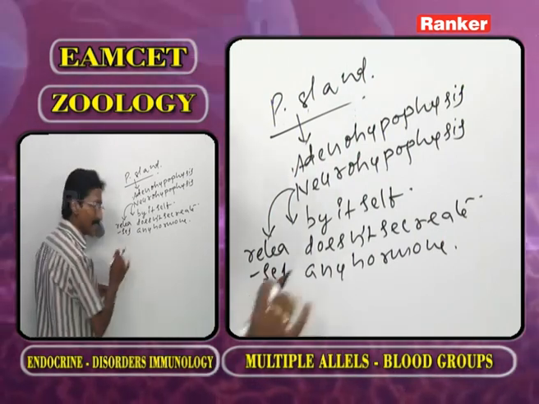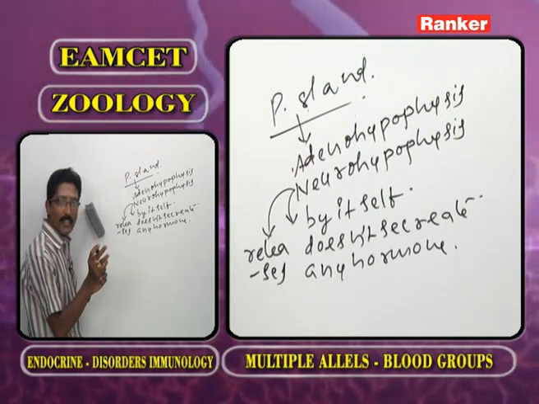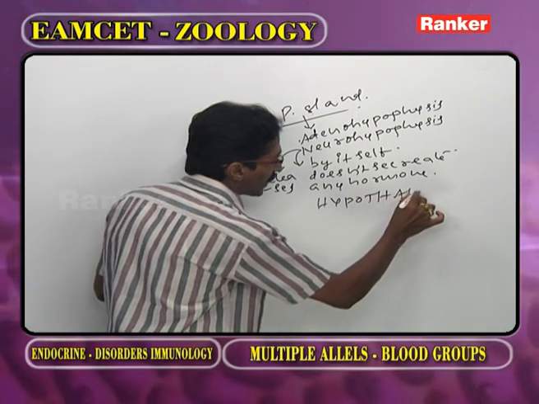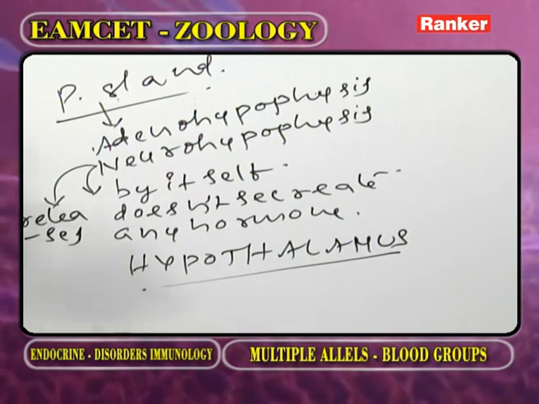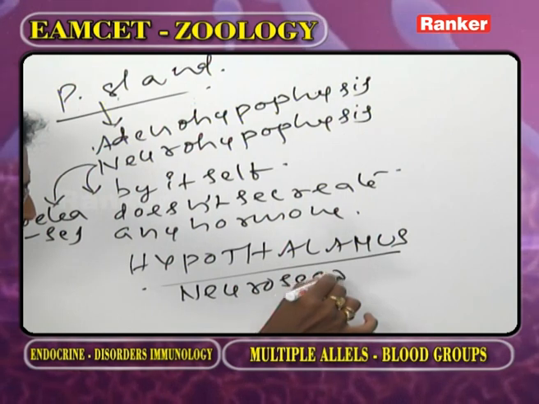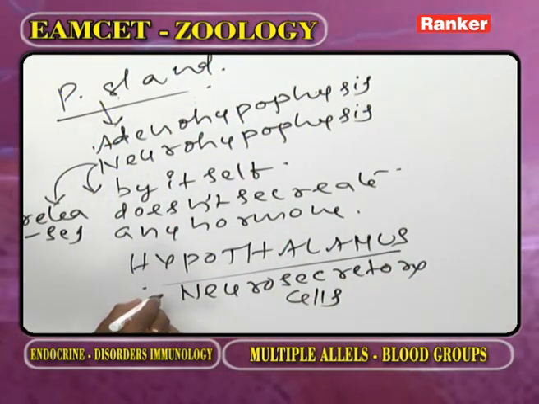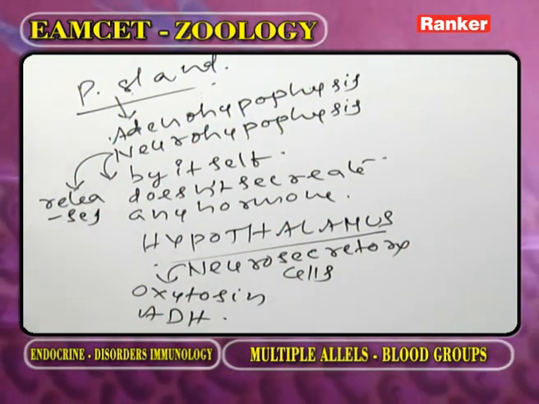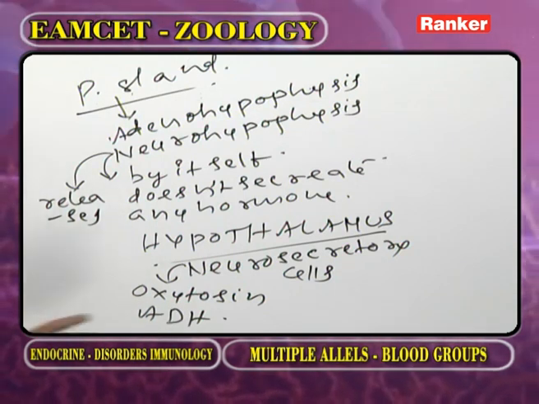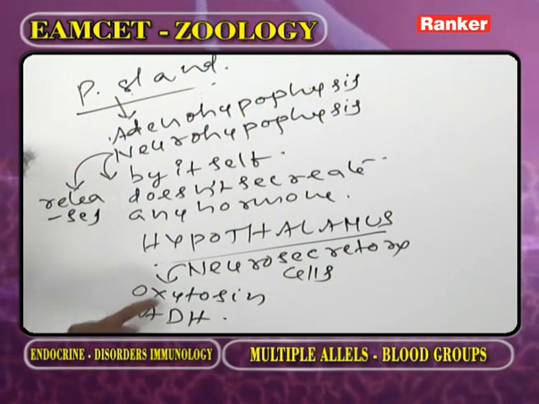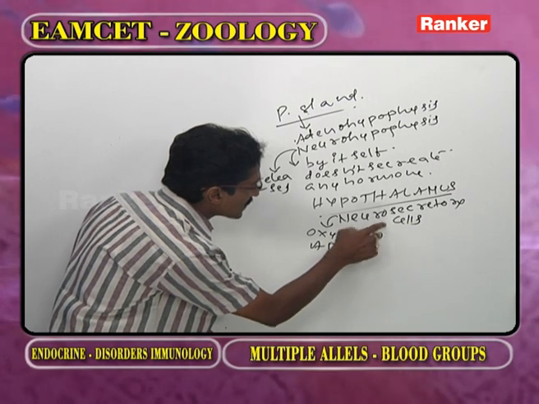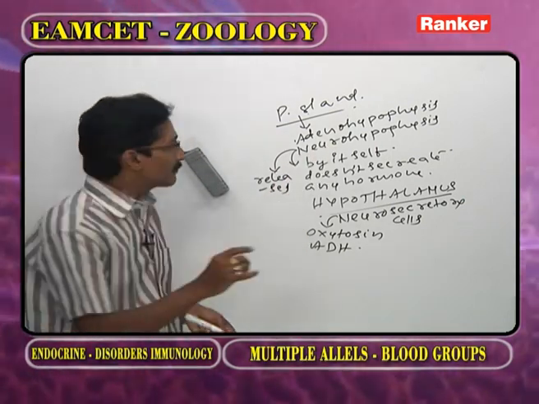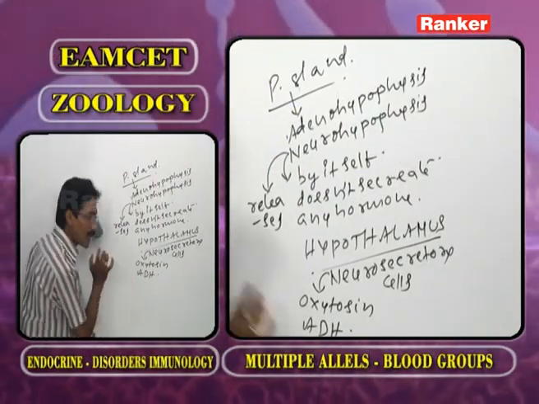Now, as we observe the diencephalon, in the last class we learned the diencephalon is one part of the forebrain. The ventral surface of the diencephalon we call the hypothalamus. In the hypothalamus, neurosecretory cells are present. The neurosecretory cells secrete oxytocin and ADH. What is the meaning of ADH? Antidiuretic hormone or vasopressin. These two hormones are secreted by the neurosecretory cells of the hypothalamus and stored in the neurohypophysis. From time to time the neurohypophysis releases these hormones, but does not secrete them.